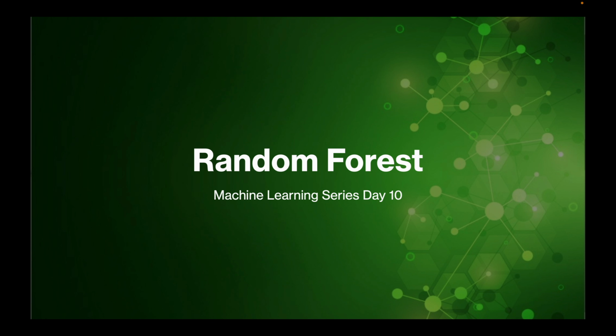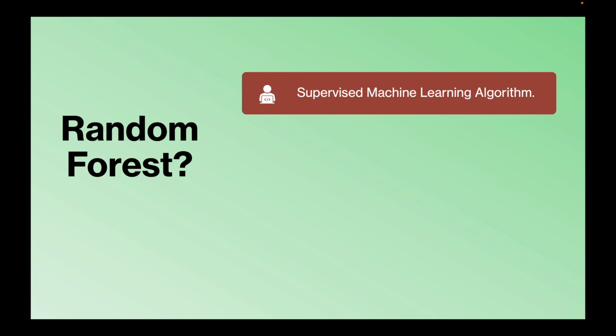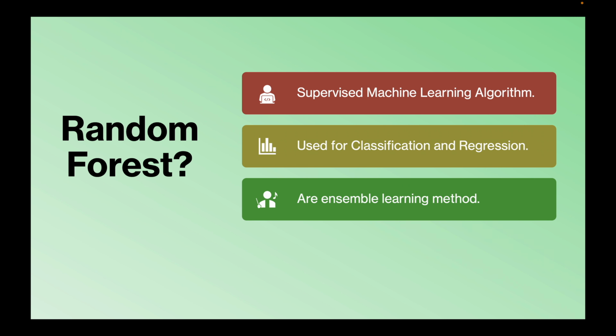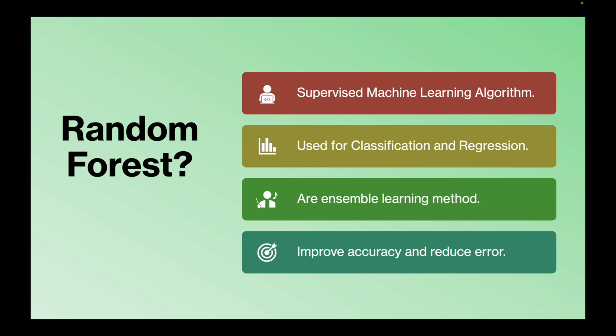In this video, we are going to learn about random forest, which is one of the most popular machine learning algorithms. So let's start our video. So what is random forest? Random forest is a supervised machine learning algorithm. It can be used for classification and regression problems in machine learning. Random forests are an ensemble learning method as they are built from multiple decision trees. Random forests help to improve accuracy and reduce error as compared to a single decision tree. That means the greater the number of trees, the more accurate and the stronger the model will become.